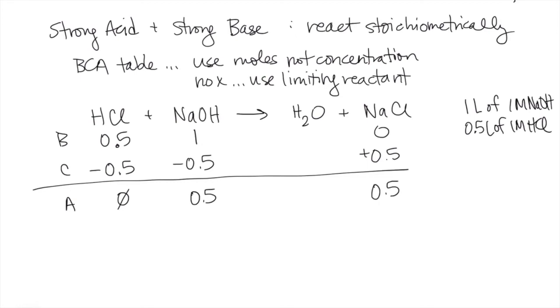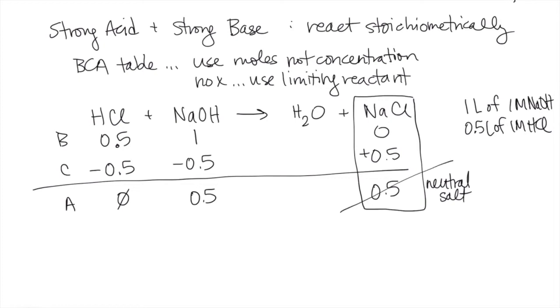Now, when I get to the end of my BCA table, and this is the other thing that's hard, I have to ask myself, what do I have? In this case, I have 0.5 moles of NaCl. This one is a neutral salt. It doesn't have any acidic or basic character because it's just made from Na ions. They're all spectator ions, right? They're not doing anything interesting. So I'm going to just ignore that one.